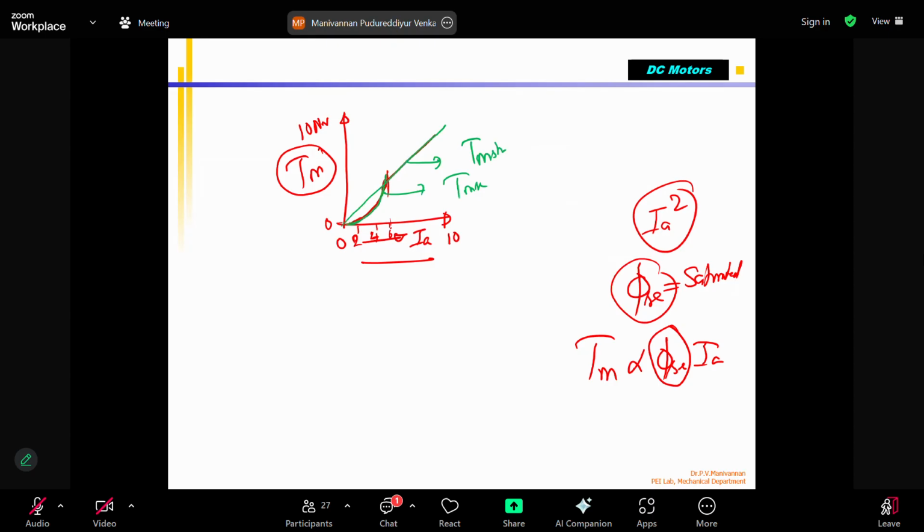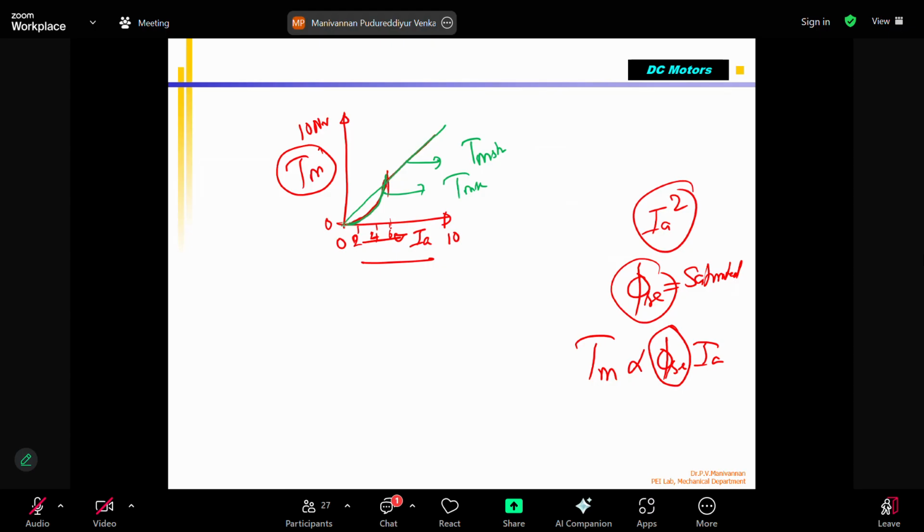So this property is used. Suppose you have a large load, for example a crane that has to lift, or an elevator with passengers inside the cabin. For a crane or lift, wherever you want very high initial torque to overcome static friction or gravitational force, they use the series motor.